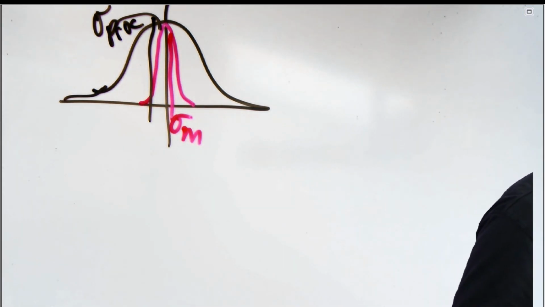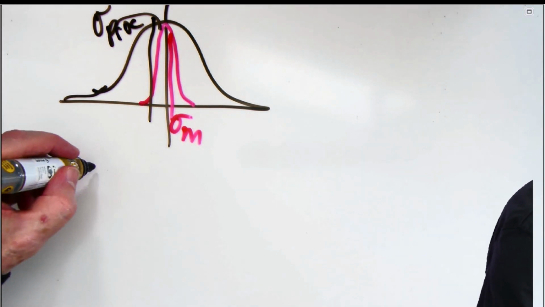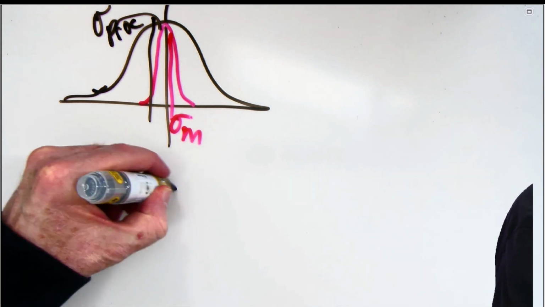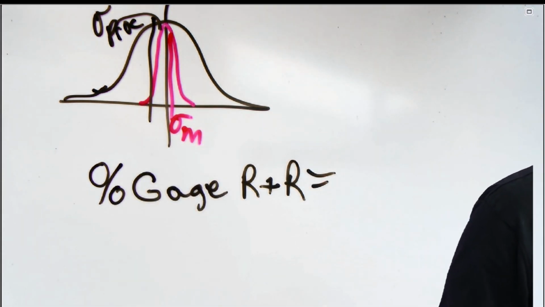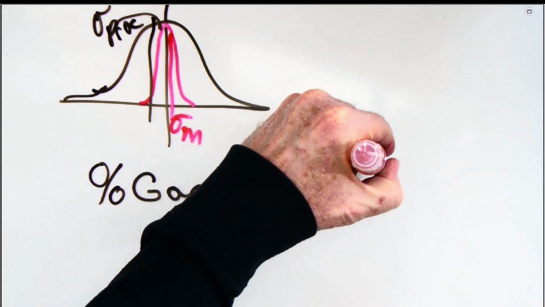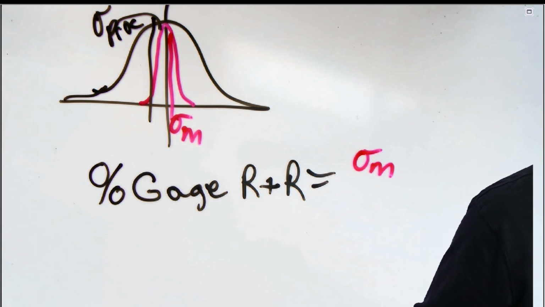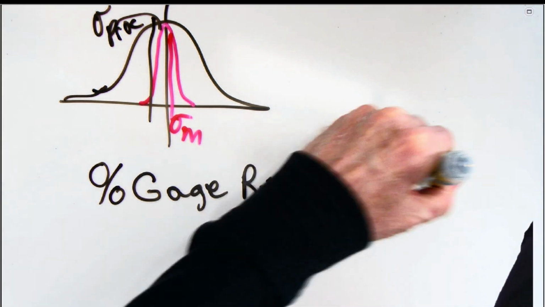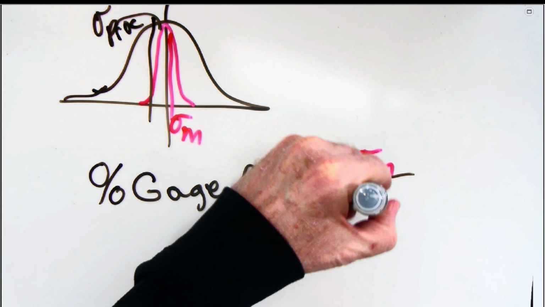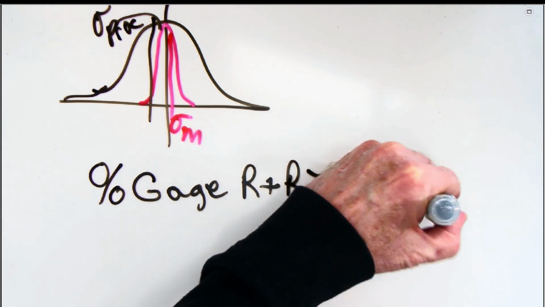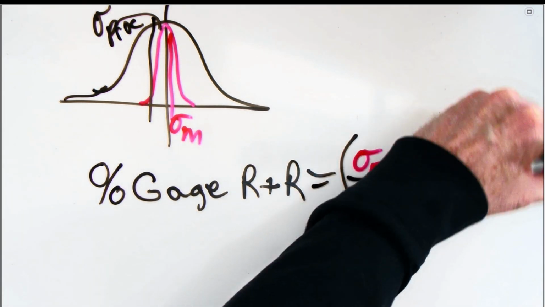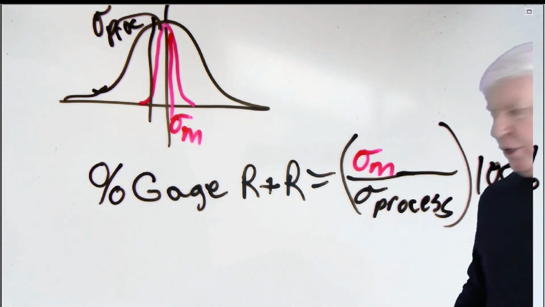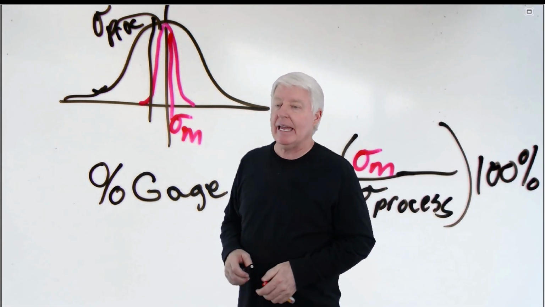Now, what is percent gauge R and R then? Here it is, right here. Percent gauge R and R equals sigma of measurement, or gauge R and R as some people call it. I call it sigma of measurement myself. Divided by sigma of the process. There you go. And you multiply that by 100%. And that gives you percent gauge R and R.